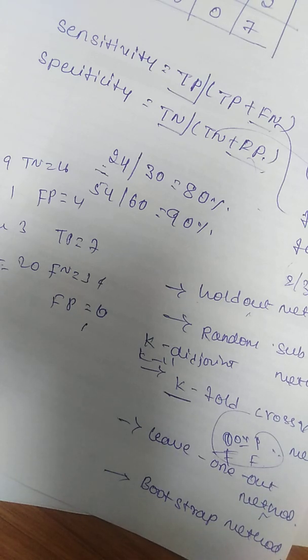What is the bootstrap method? Bootstrap means that from a data set of size n, we randomly select data uniformly, sampling n times with replacement, to build the model. We do this in the bootstrap method. Thank you.